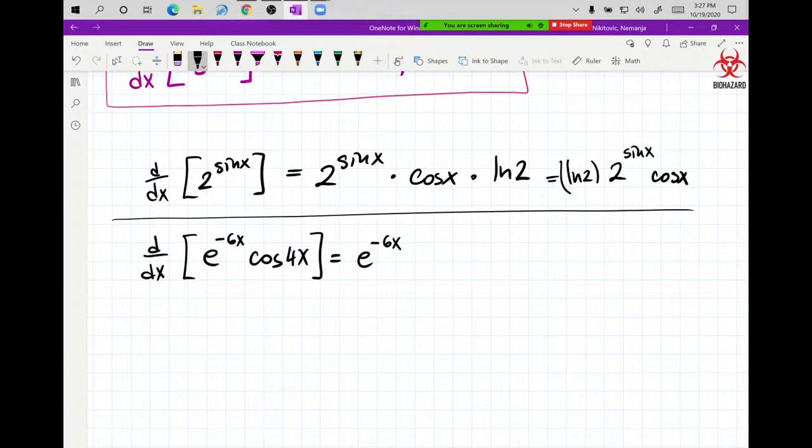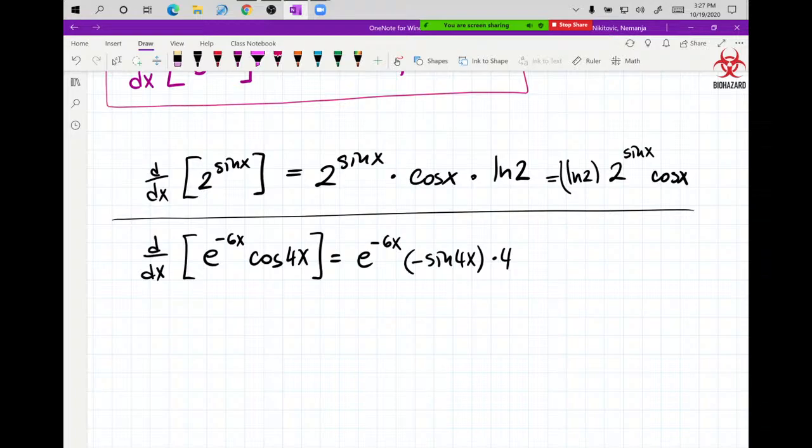Then we take the derivative of the second. The derivative of cosine is negative sine. So we have negative sine 4x. And then we have to multiply by the derivative of the function that is buried within the sine, which is 4x. So the derivative of 4x is just 4. Again, there is that dx, but we don't write that, so don't worry about it.